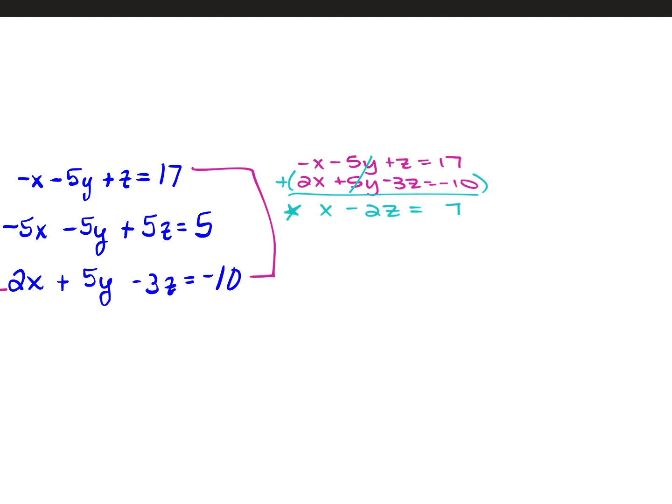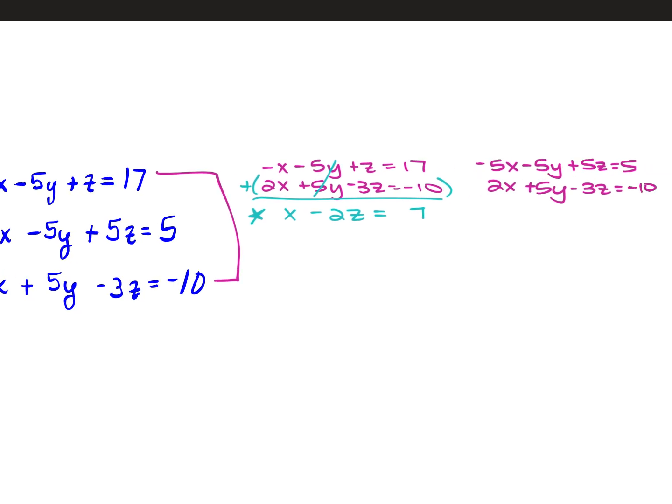It's supposed to just be 7, not negative 7. Okay, so if I use, like I said, the middle and the last, we have negative 5x minus 5y plus 5z is equal to 5, and 2x plus 5y minus 3z is equal to negative 10. If we combine, because again our y's are opposites of one another, our y's cancel. This leaves us with negative 3x plus 2z is equal to negative 5. This is our new number 2.